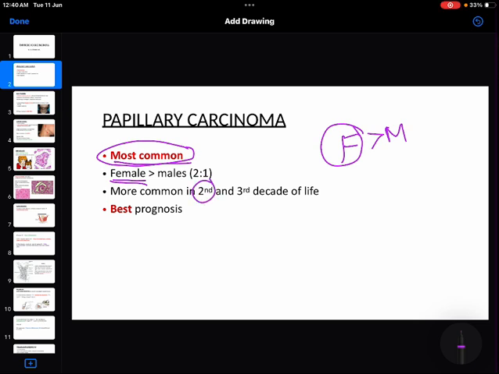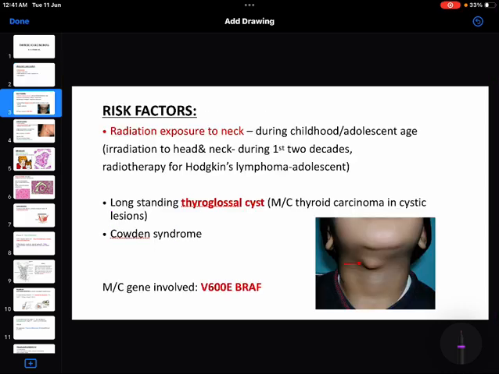It is more common in the second and third decade of life, and it carries the best prognosis among the major thyroid carcinomas. The important risk factor is radiation exposure to the neck. In the adolescent age group, radiation is given for Hodgkin's lymphoma, and these patients are more prone to develop papillary thyroid carcinoma. So radiation is an important risk factor for papillary thyroid carcinoma.